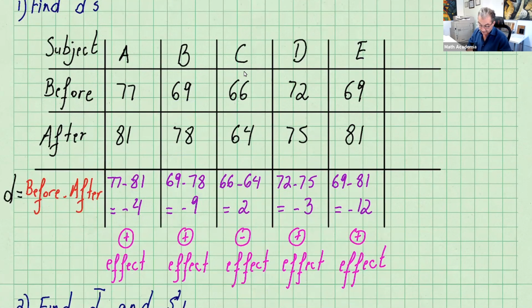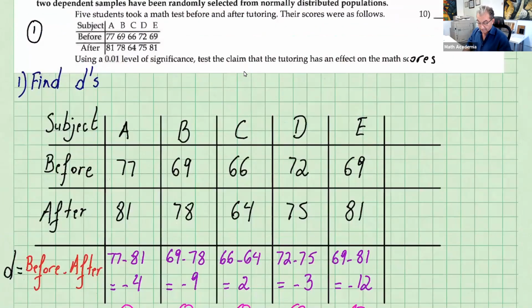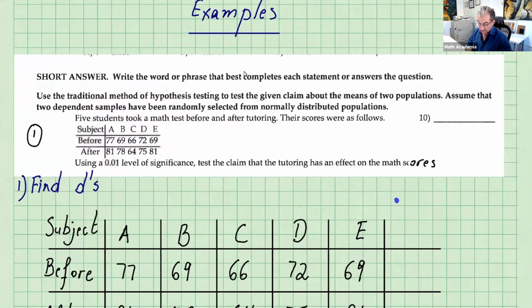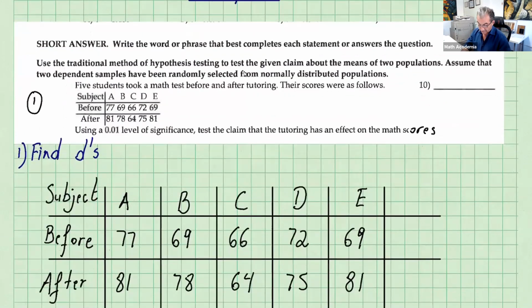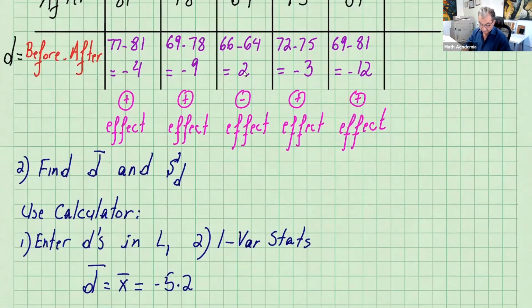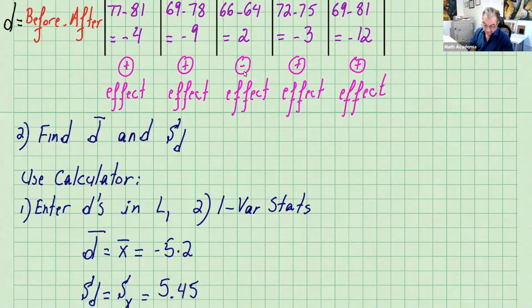So for that student, third student 66 minus 64 is positive 2, and that has a negative effect, and so on. The last two, they both are negative. In this case, if the difference is negative, then it has a positive effect. But the problem says just check to see if it has an effect. So it's not talking about positive, or it doesn't say if it's effective or it's not effective, just has an effect.